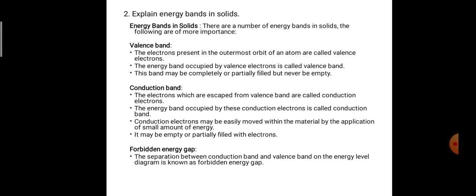Conduction band. The electrons which escape from the valence band are called conduction electrons. The energy band occupied by these conduction electrons is called the conduction band. Conduction electrons may be easily moved within the material by the application of a small amount of energy. It may be empty or partially filled with electrons. Forbidden energy gap. The separation between the conduction band and valency band on the energy level diagram is known as the forbidden energy gap.